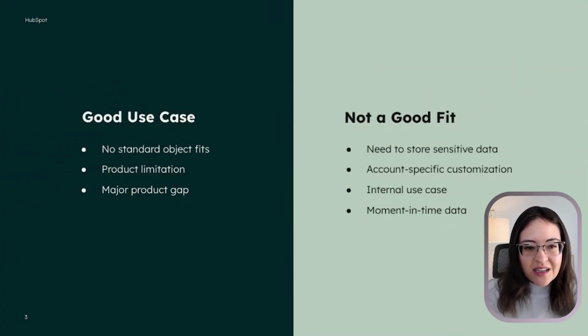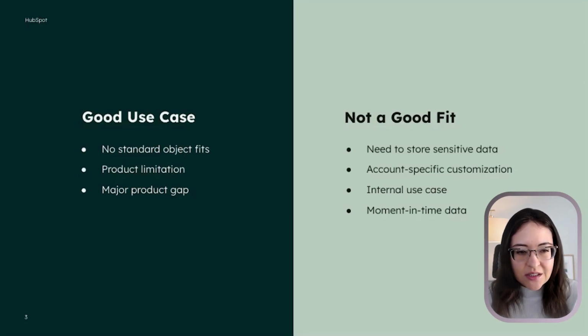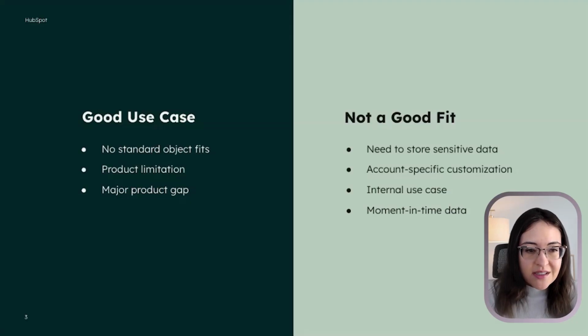So I framed this as 3 common cases where app objects are appropriate. First, there's no good standard object alternative. So if the data you need to represent doesn't map cleanly to the standard objects like contacts, companies, deals, tickets, or other standard objects, then app objects may be the right answer. Second, when there's a product limitation.